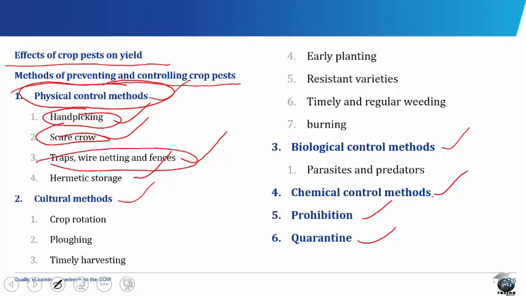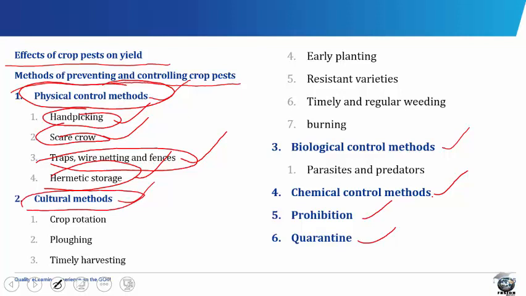Traps, wire netting, and fences are used for catching rats and rodents, and wire nets are used for protecting young seedlings that are likely to be attacked. Fencing keeps away large mammals like goats, sheep, etc. from pesting the farm. Hermetic storage involves storage of grains in airtight bins or cans. The insects already there die of suffocation and heavy accumulation of carbon dioxide and depletion of oxygen.